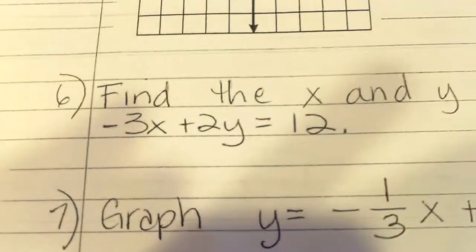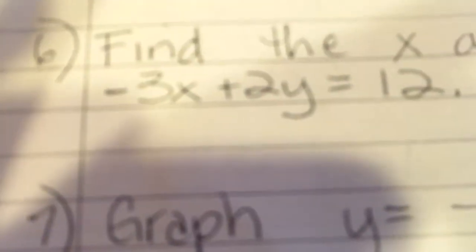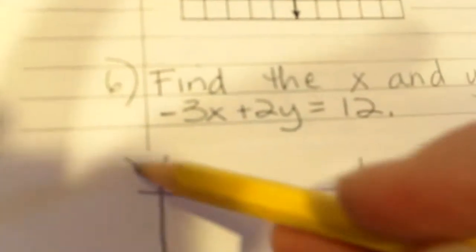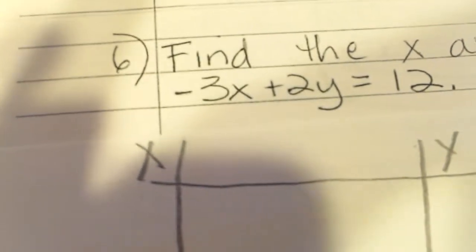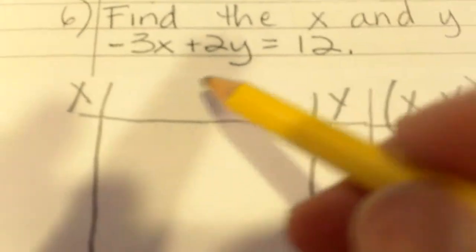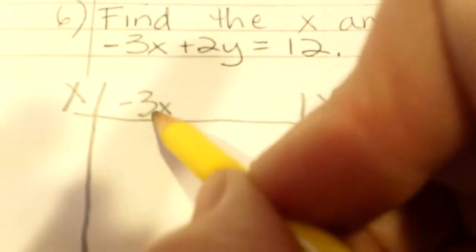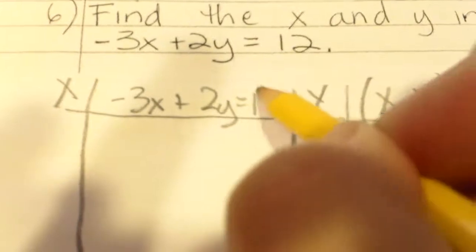Nice. Find the x and y intercepts for negative 3x plus 2y equals 12. Well, I'm going to make a function table, and I'm not going to squeeze it onto this paper because there's not enough room. So I'm going to give myself lots of room. I'm going to make a function table with x and y. And I'm going to make another column that is my ordered pair. And I'm going to use this equation right here, negative 3x plus 2y equals 12.